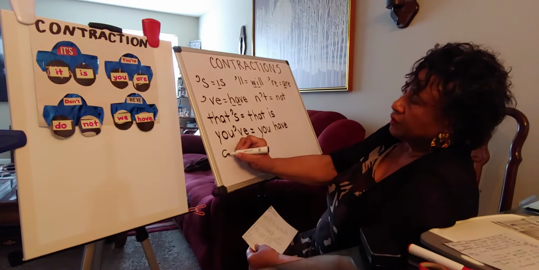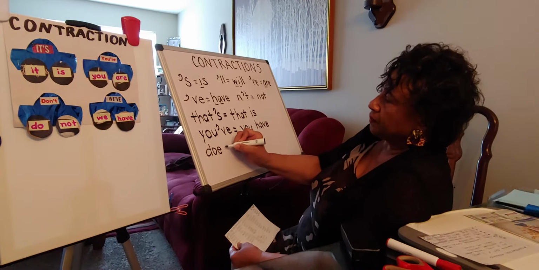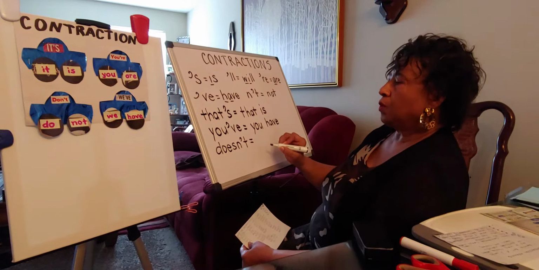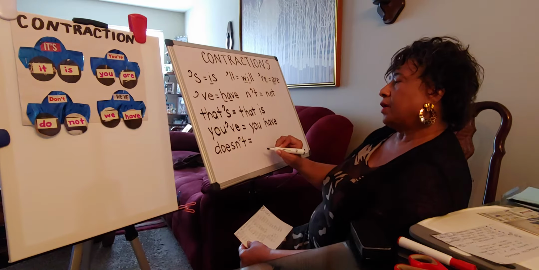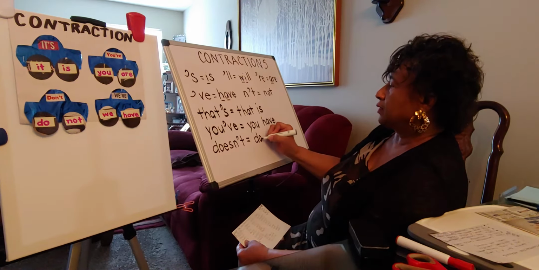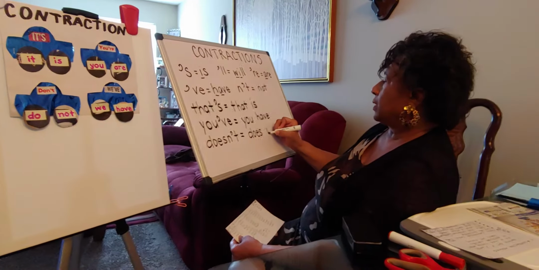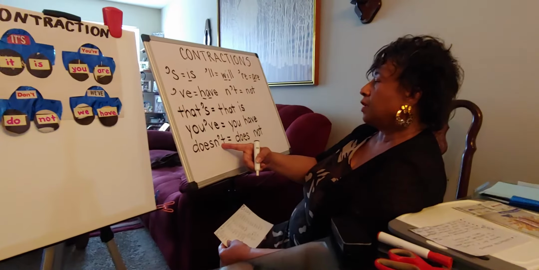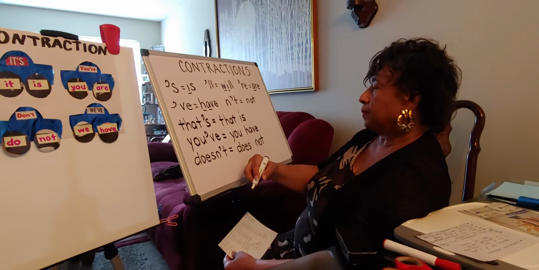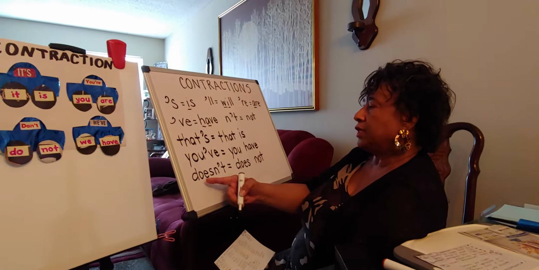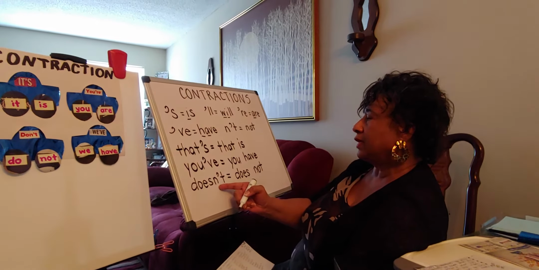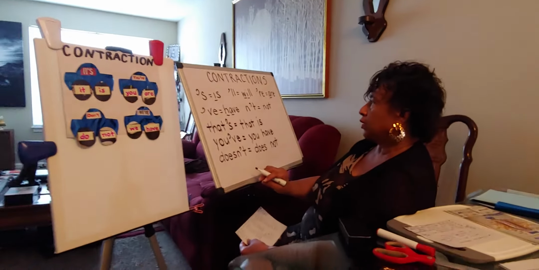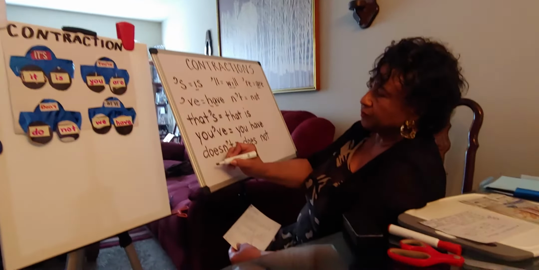Okay, the next one is doesn't. What two words are in doesn't? Does not. What letter is missing from this contraction? The O. Spell doesn't: D-O-E-S-N apostrophe T. Always learn where your apostrophe goes when you're writing contractions.